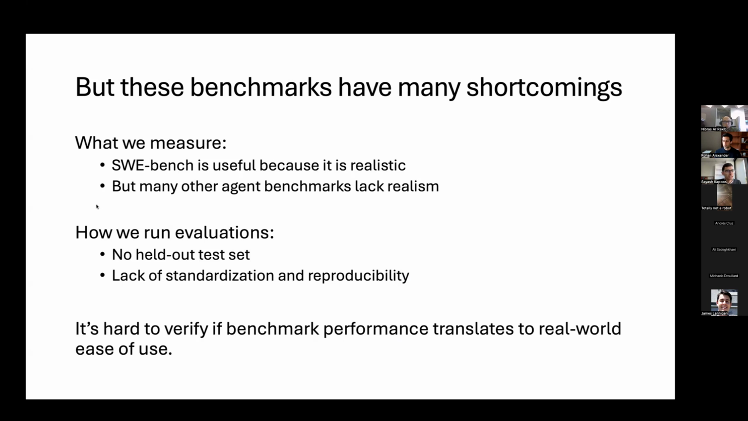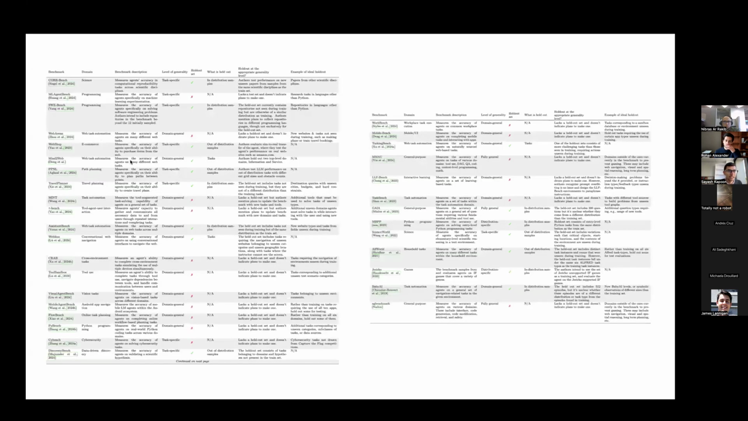But what we found in a survey of agent benchmarks, and this slide is very small, is that all of the red crosses here essentially show agent benchmarks that have no held-out test sets. So we are basically training or developing these agents on the same data set that we're using to evaluate them on. And I think this is a key reason why a lot of the agent results that we see today cannot really be trusted in terms of real-world performance or real-world generalizability.